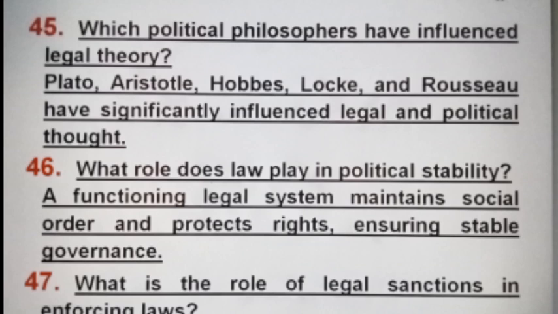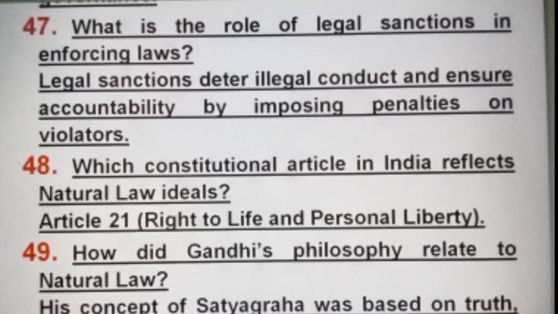Which political philosophers have influenced legal theory? Plato, Aristotle, Hobbes, Locke, and Rousseau have significantly influenced legal and political thought. What role does law play in political stability? A functioning legal system maintains social order and protects rights, ensuring stable governance. What is the role of legal sanctions in enforcing laws? Legal sanctions deter illegal conduct and ensure accountability by imposing penalties on violators.